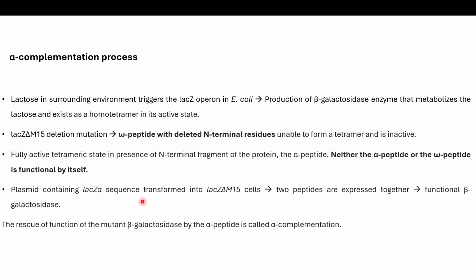If we are transforming or introducing a plasmid containing the lacZ alpha sequence, coding for this alpha peptide, into cells which code for the omega peptide, which have this particular deletion of the N-terminal part of the protein, then the two peptides are expressed together in the cells, thereby forming functional beta galactosidase. So the rescue of the function of the mutant beta galactosidase, mutant in this case being the omega peptide, by the alpha peptide is known as alpha complementation.